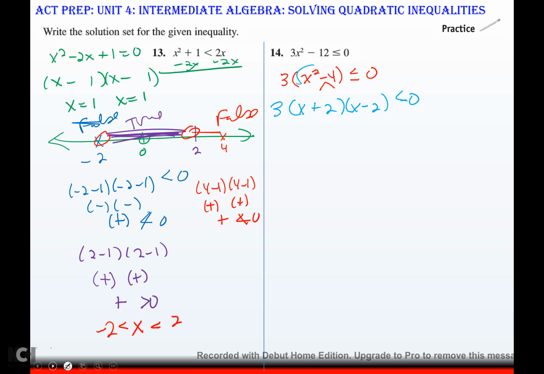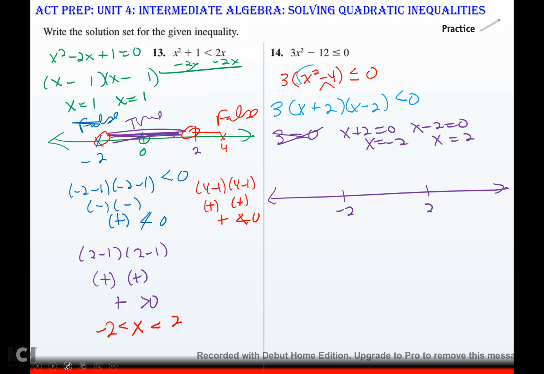So I have 3 factors, but it's kind of silly because this one doesn't have an x in it. I can set it to 0, but there's nothing to solve for. It's just a multiplier. Okay, so I got x plus 2 equals 0, x minus 2 equals 0, so x equals negative 2, and x equals 2 on my number line.